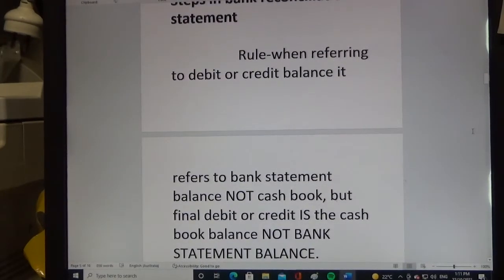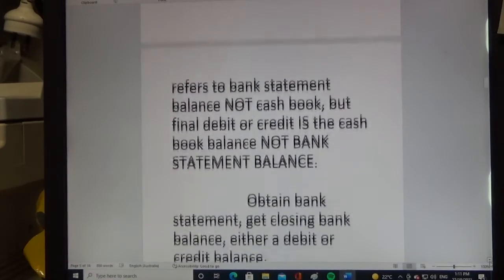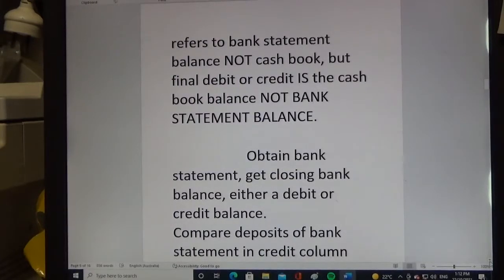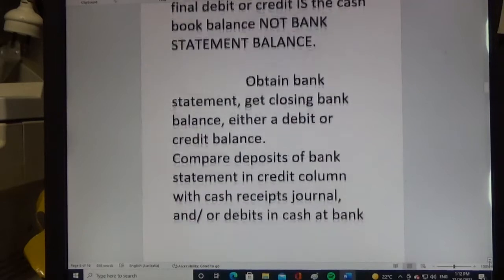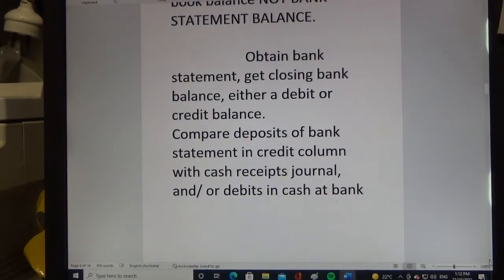So these are the steps. Again, the debit and the credit refers to the bank statement balance, not the cash book balance, but the final debit or credit is the cash book balance after the bank rec has been completed. So the first step, and I got this from McGrath and Walsh, as I mentioned, which is in the source at the end of the presentation.